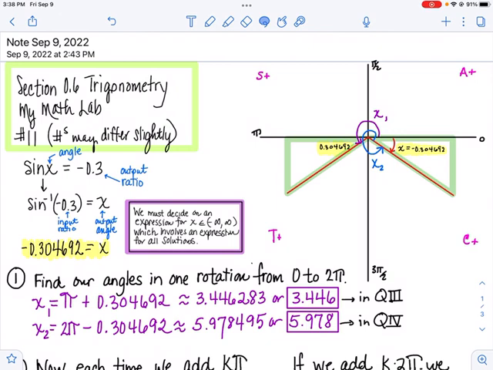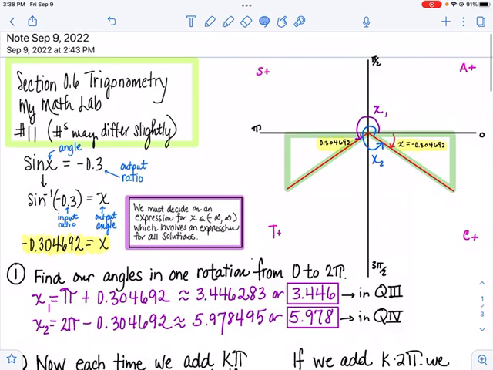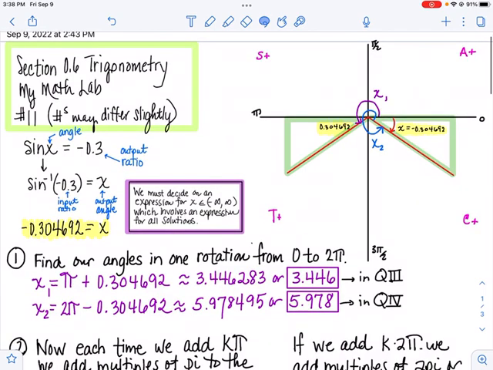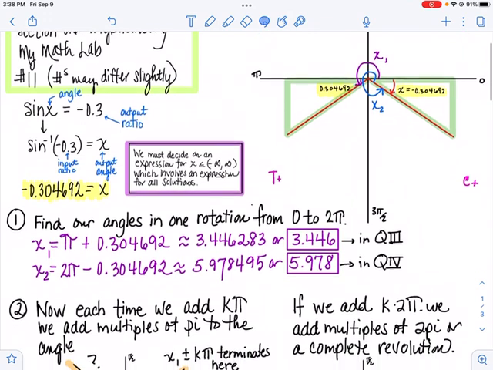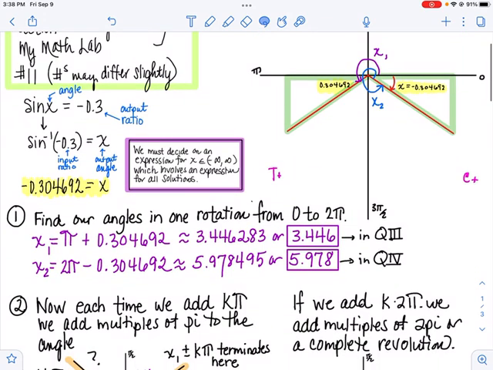So once we do that, remember, I just put a couple notes on this, where sine x is equal to negative 0.3, so our input is an angle to the output ratio. And then when we do the sine inverse, we're using second sine on your calculators of negative 0.3, which is our input ratio. We're going to output the angle. So then we get x is equal to negative 0.304674692.